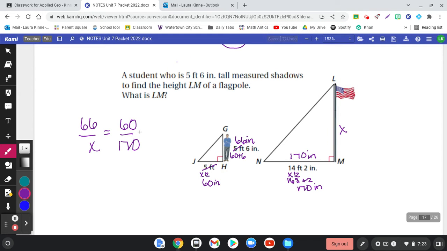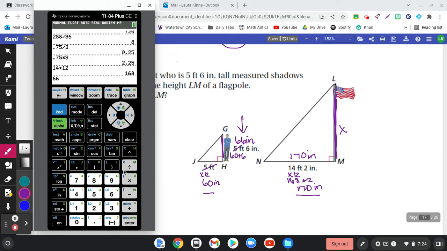Okay, so if you look at what I did, I took 66, I did the height of the person on top over x, so I did the height of the person over the height of the flagpole, equals the shadow of the person and the shadow of the flagpole. So again, I did the person and the flag. Person's measurements are on top, flag's on the bottom. All right, cross multiply. So we have 60x, then we have 66 times 170.